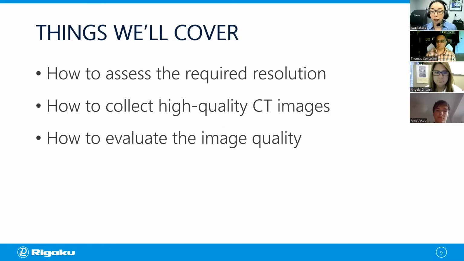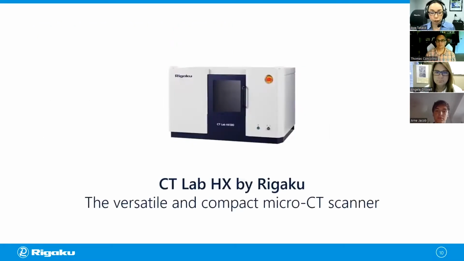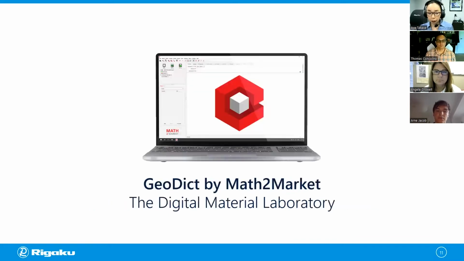As far as tools go, we're using the CT Lab HX. This is the benchtop micro CT scanner, and you will be seeing quite a bit of this system today. And as far as the software goes, we're going to use GeoDict by Math to Market. And we're going to use this software only a tiny bit at the end of this session, but you will see this a whole lot in the second and third sessions.